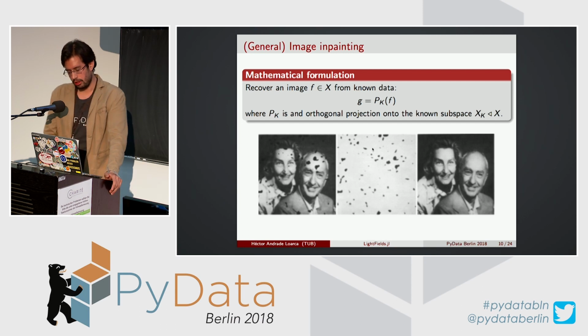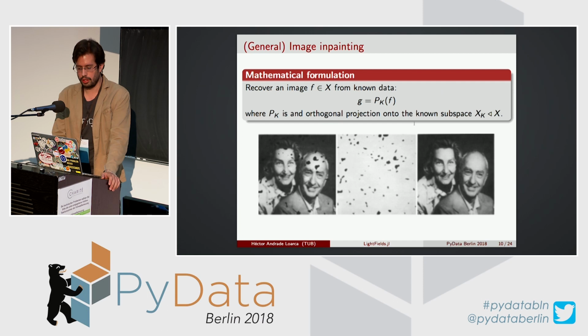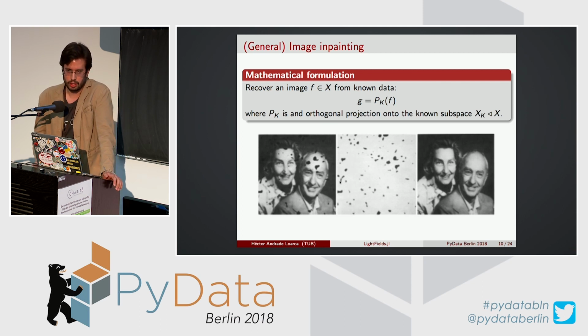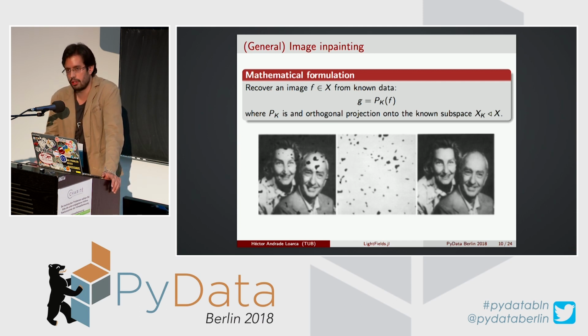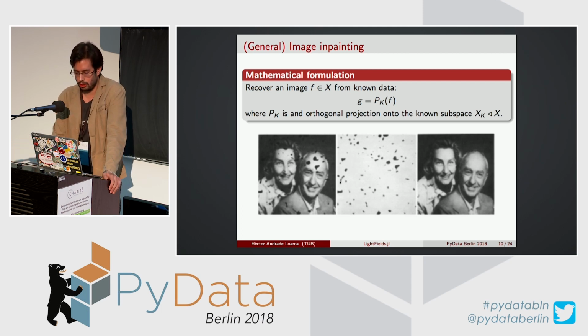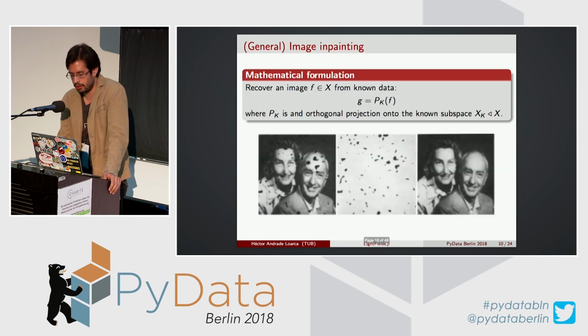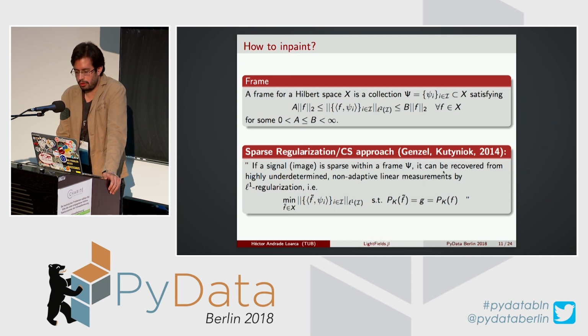So the general setting of image inpainting is the task where you want to reconstruct an image that I'm calling F from just a known part of the image. So you lost some parts of the image. You have holes because the image can be old, or sometimes you don't sample the whole set, and you want to basically recover these holes and make sense of it. So how to inpaint?